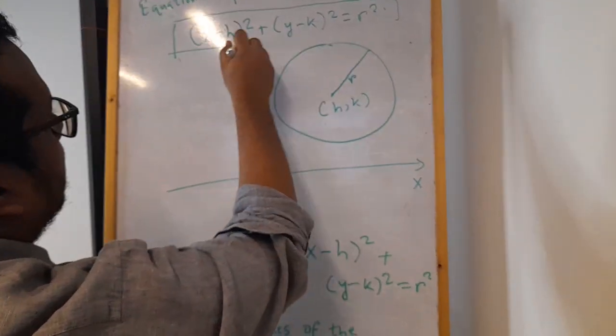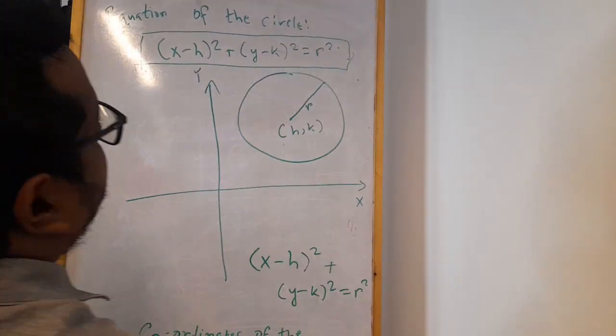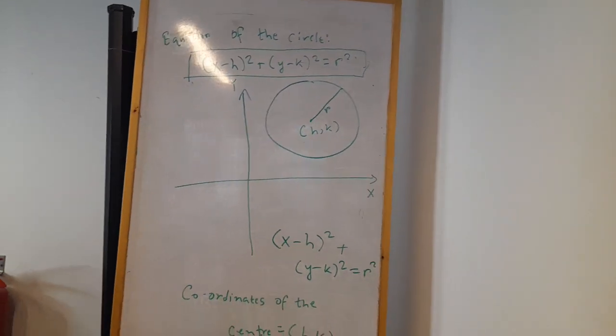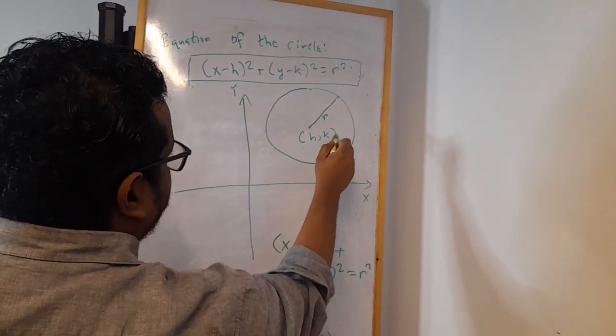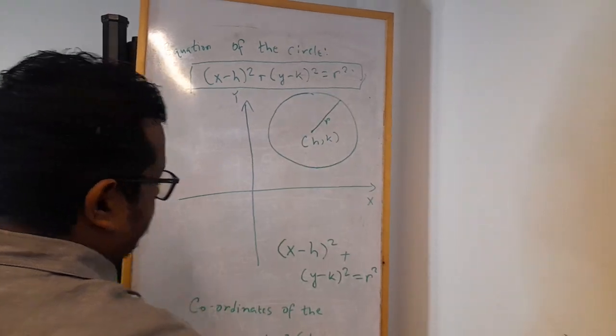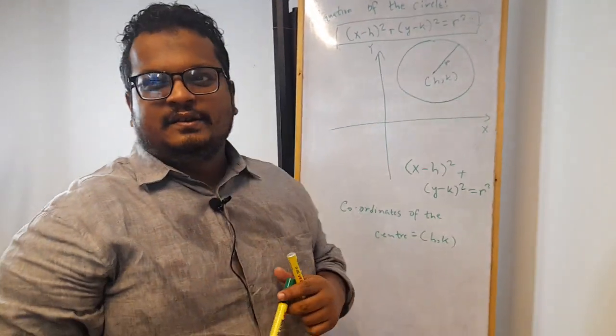Okay, this is basically the equation of the circle, where h and k are the coordinates of the center and r is the radius. I hope I was able to explain all these concepts.